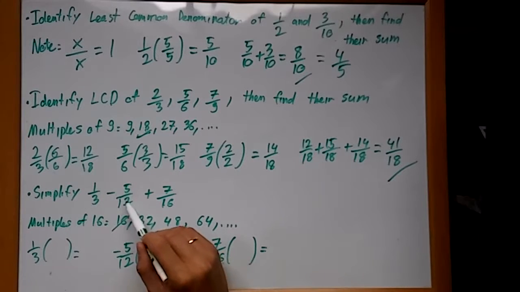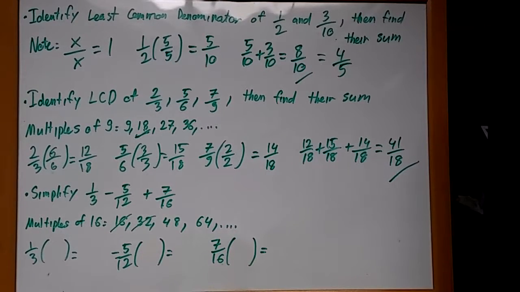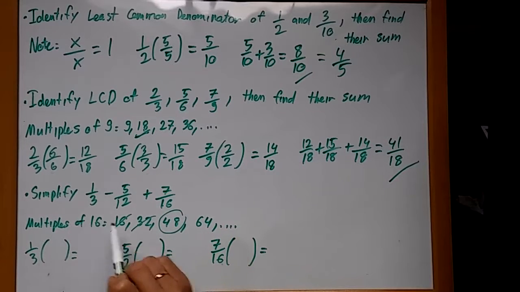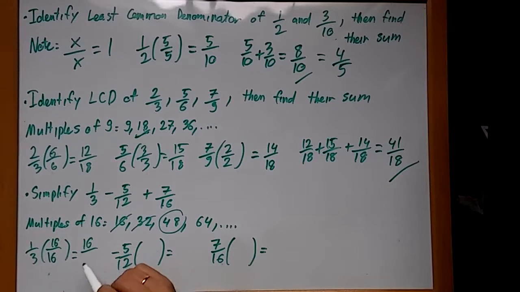16 goes into 32, 12 does not go into 32, so that doesn't work. 16 goes into 48, 12 goes into 48, 3 also goes into 48. So this is our LCD that we're going to use. So now we've got to convert the fractions. 3 goes into 48 16 times. So 16 over 16, you get 16 over 48.